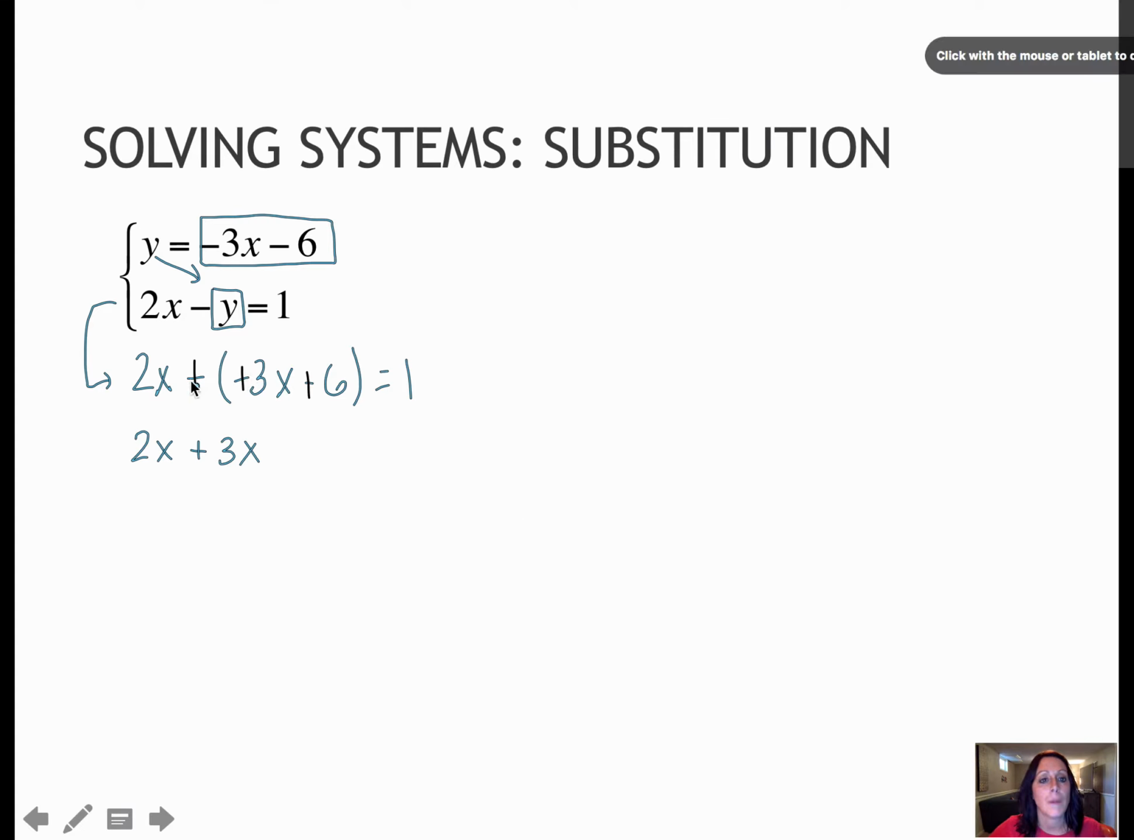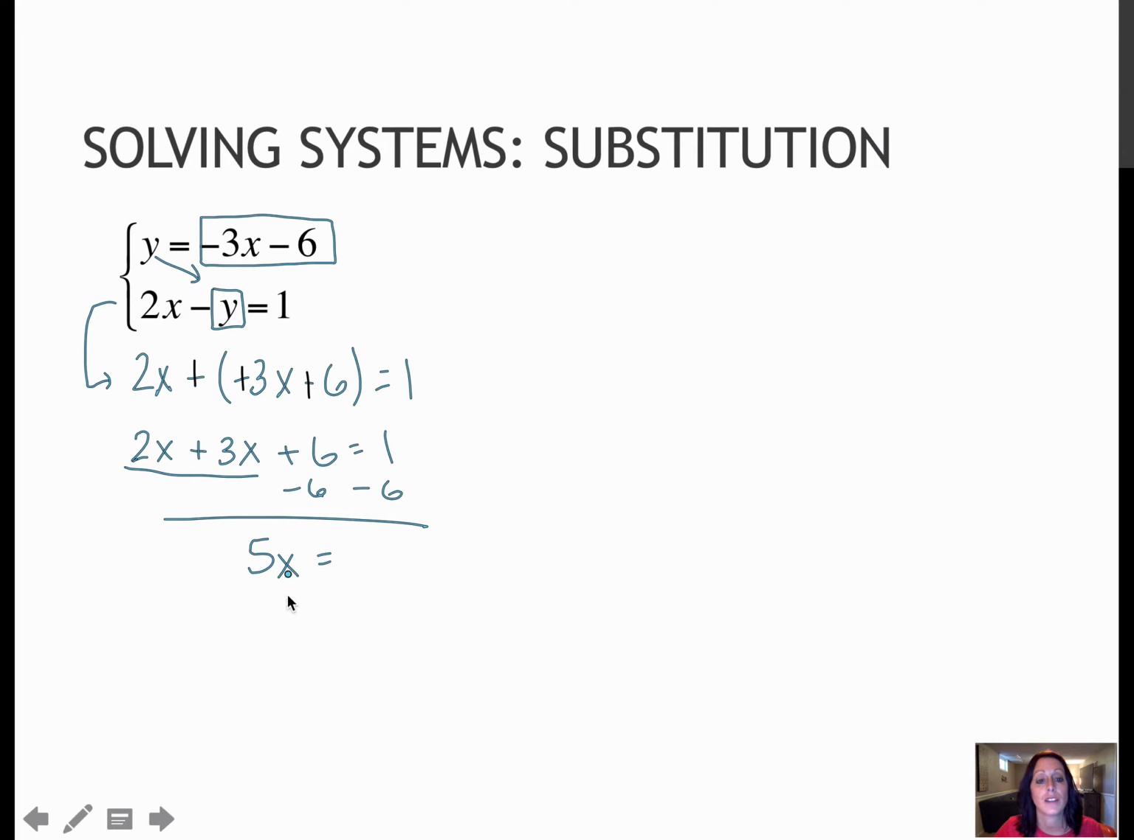And then I have -6 or plus 6. I would subtract that 6 to the opposite side, and on the same step, combine these two values since they're on the same side. So 5x equals -5. Divide by 5 to get x is -1.